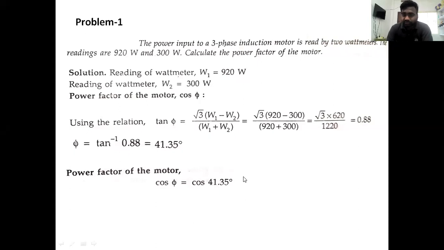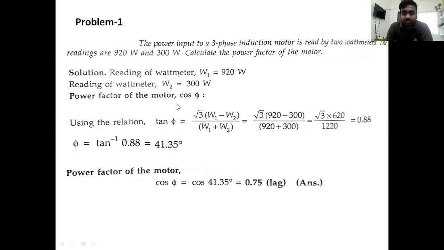So what is the value of cos phi? That is 0.75 lakhs. Right. It's correct. Thank you. So that is about the first problem which we discussed.